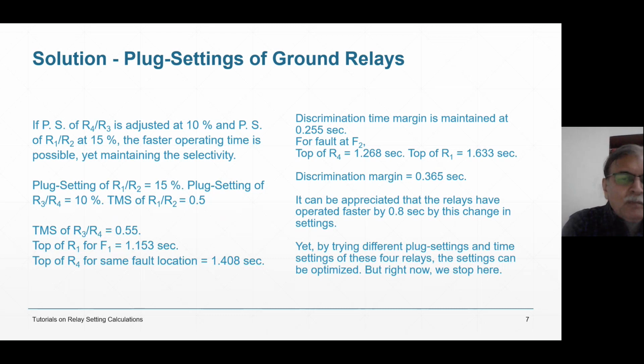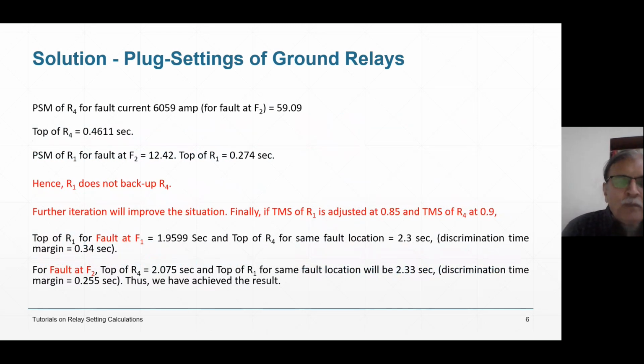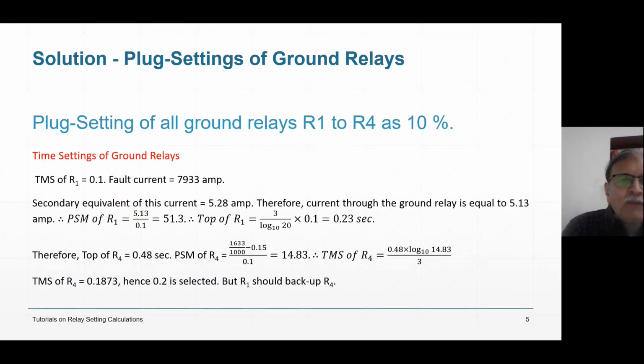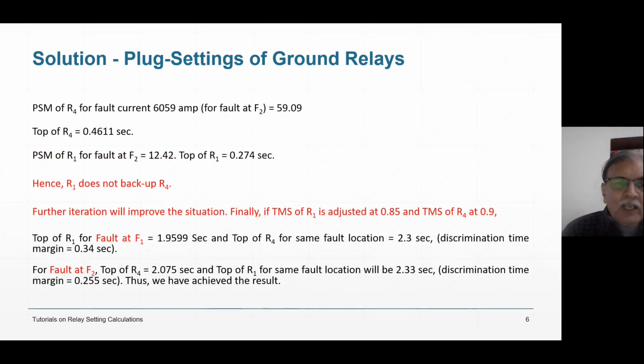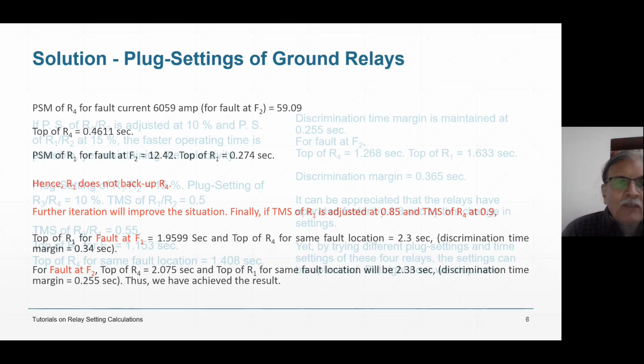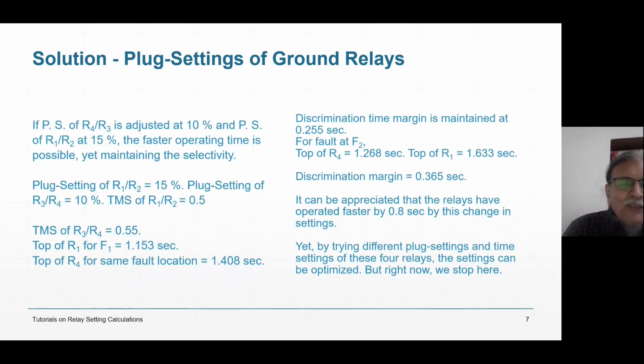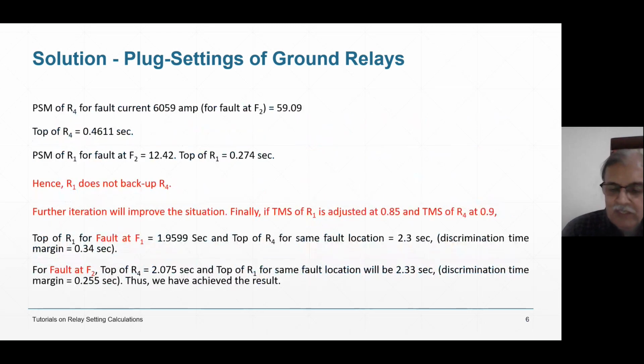So the time of operation for fault at F1 is 1.153. You can check the time of operation of R1 for fault F1 in the earlier case. Time of operation of R1 for F1 was 0.23 second. Here, the time of operation of R1 in this case for fault F1 is 1.153.